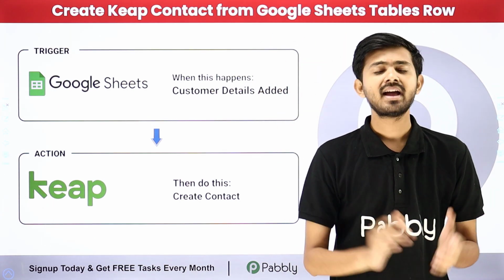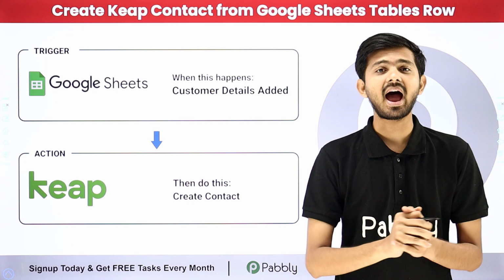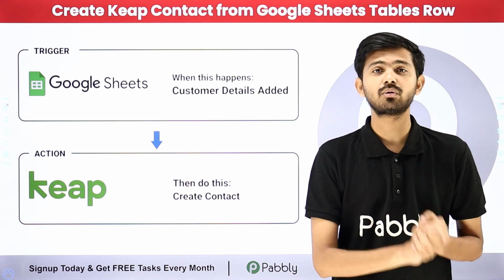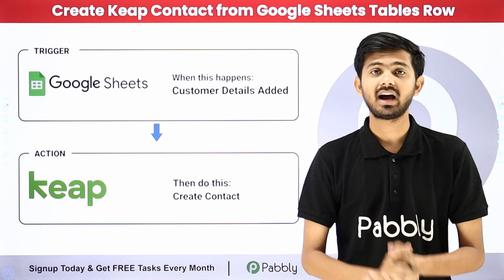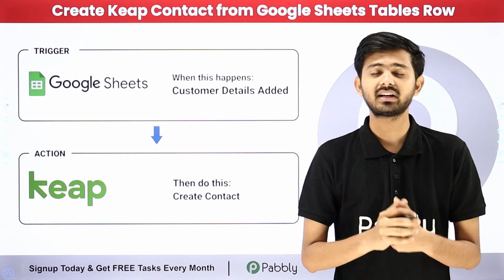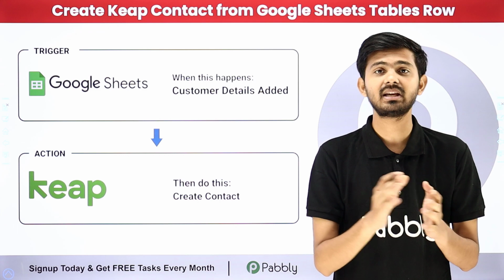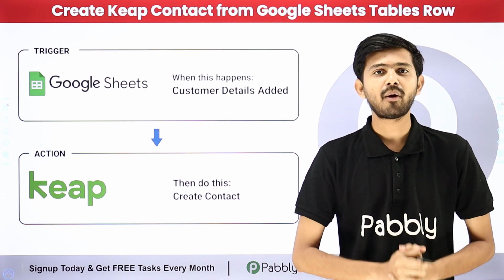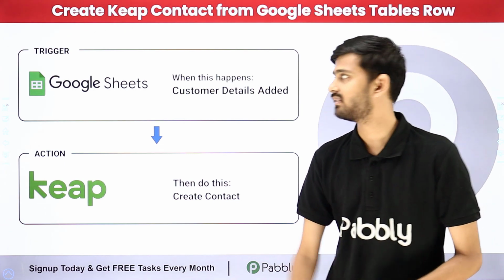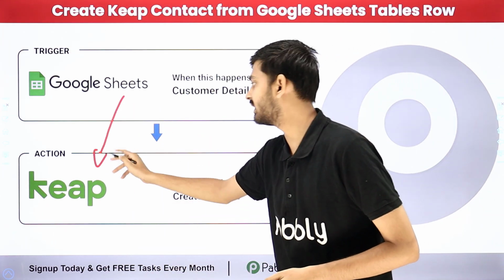Today our topic is how to create a Keap contact from a Google Sheets table row. So here I own a business and I'm adding all my customer data in my Google Sheet tables. Now what I want to do is leverage this data and add all of my customers' data as contacts in my Keap account, which is my CRM platform for my business. For my objective, I have to build a connection between Google Sheets tables and Keap.